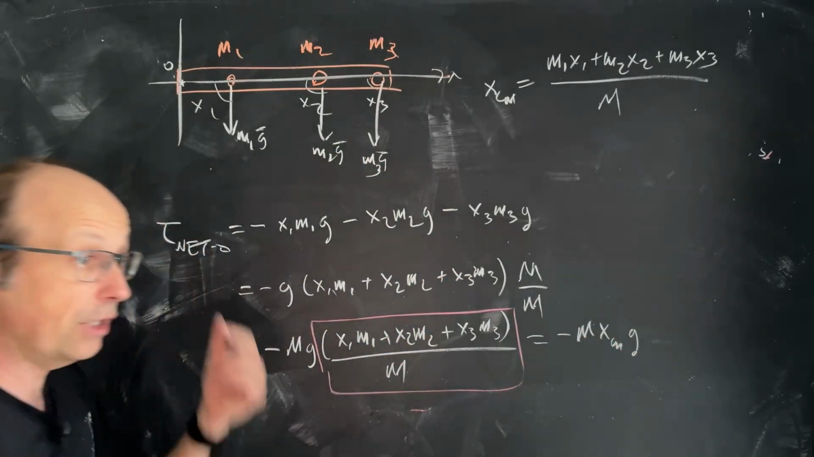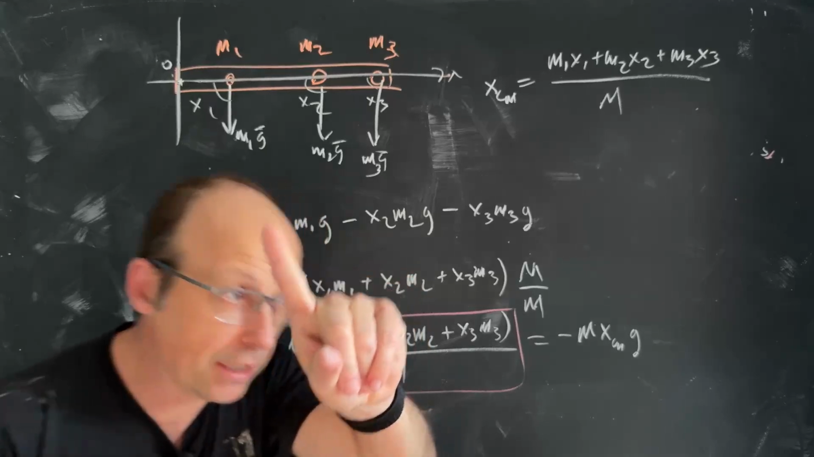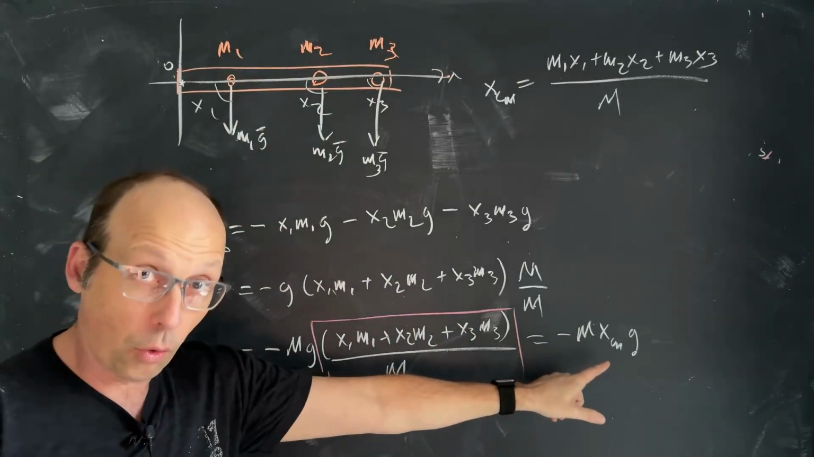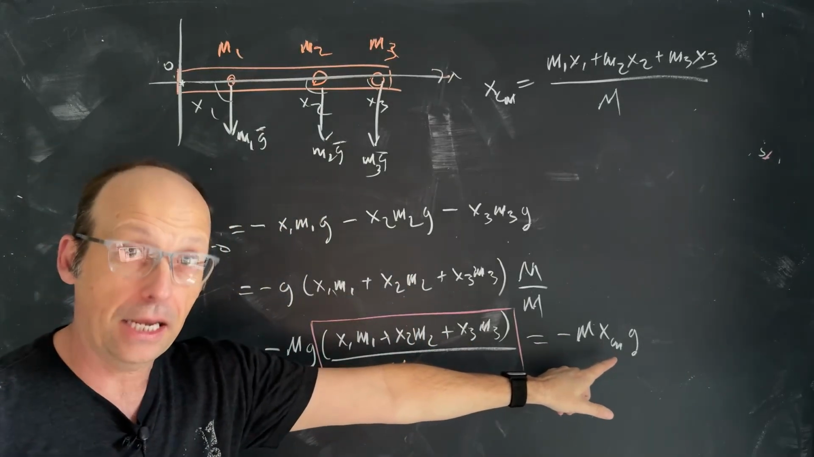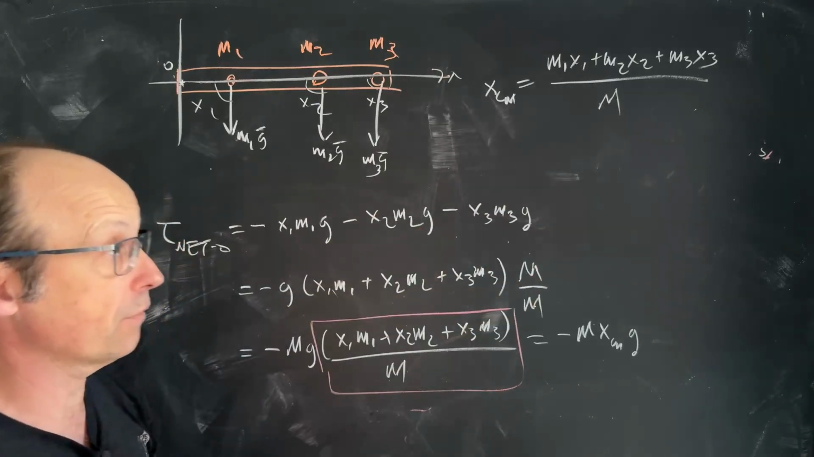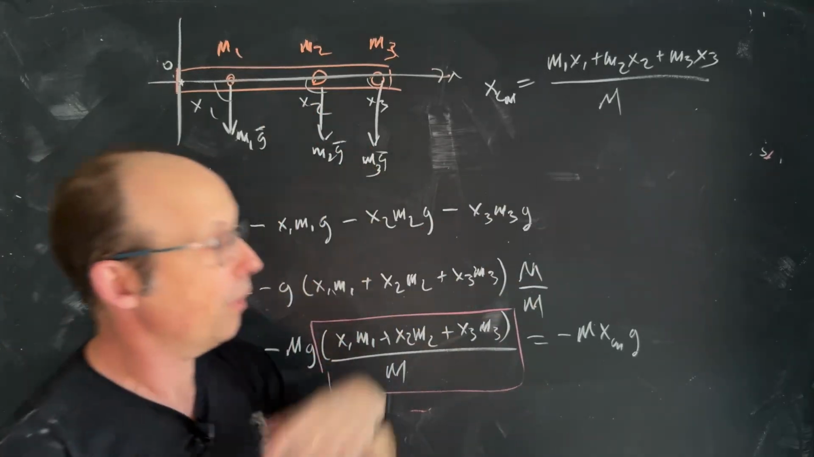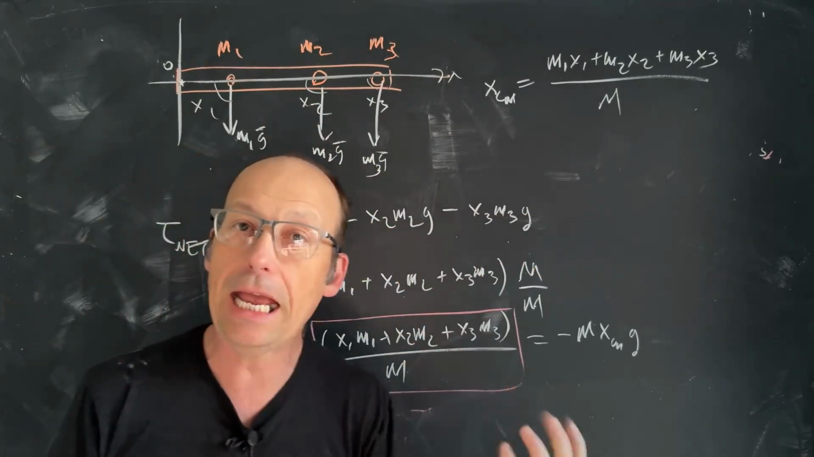So now I can treat that object as having one gravitational force, torque, at the center of mass. And I can find that center of mass with this equation right there. What if you have 4 masses? What if you have 5 masses? What if you have 8,000 masses?